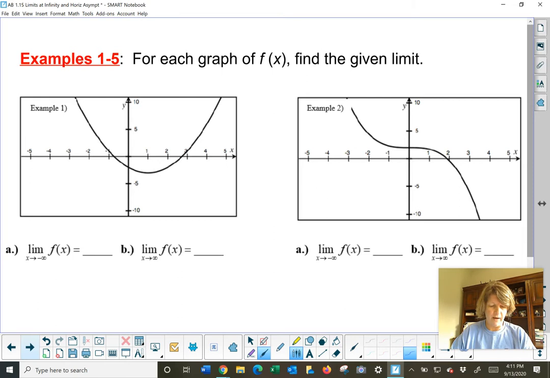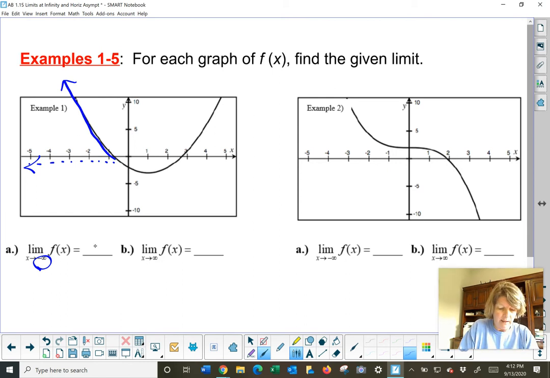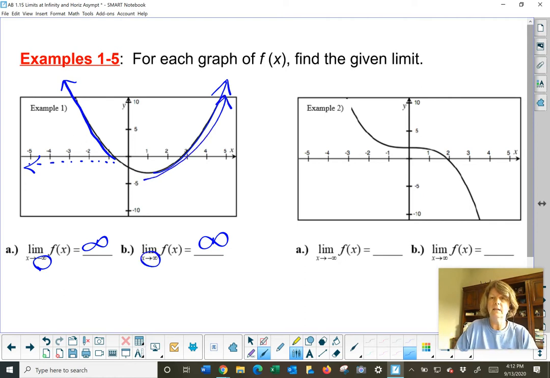So examples 1 through 5, looking at the pictures for each graph of f of x, find the given limit. As we head to negative infinity, so as x gets larger and larger, what is happening to our y value? Well, just follow the curve, and I can see that as we head away from the y-axis, our y value is getting very, very large in a positive direction. And then on this side, we are also headed to positive infinity. So as we head to the right, we are headed upwards, which would be positive infinity.